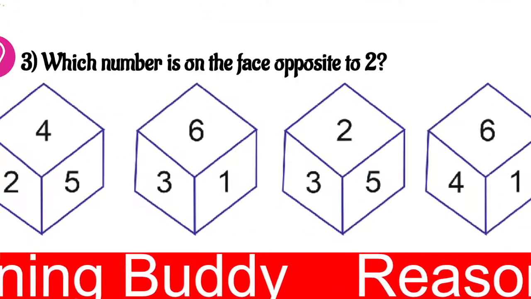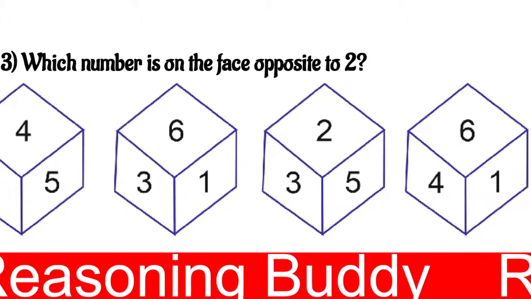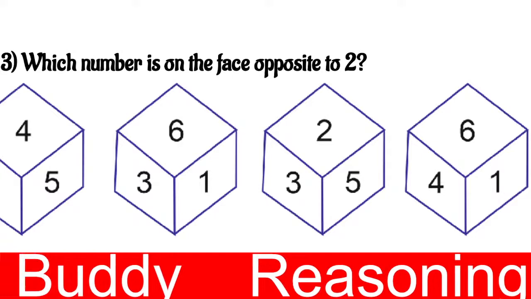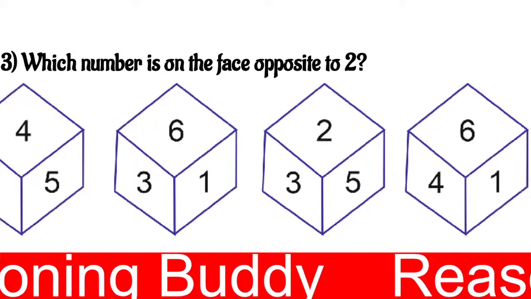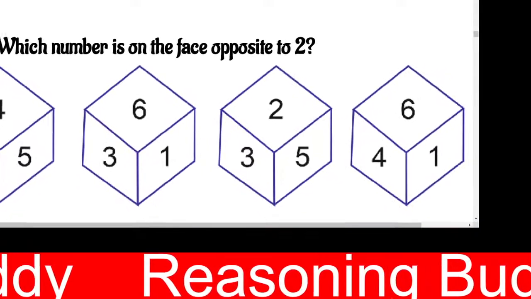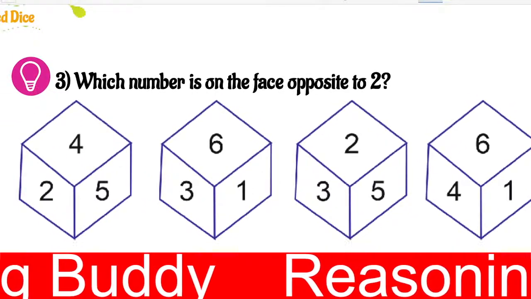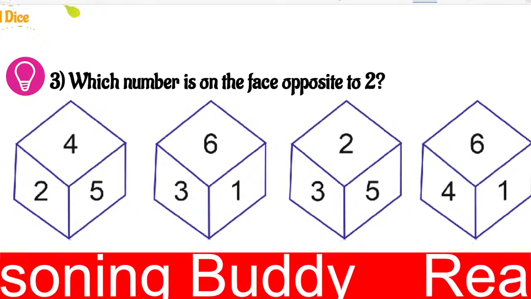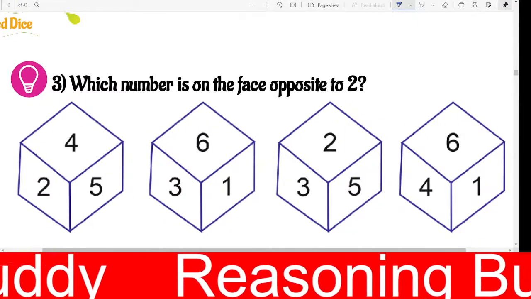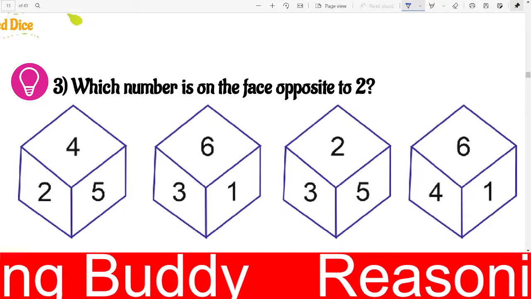So here they asked again the opposite number of 2 in a different manner. So that is, I think you can see the sum. So sorry, I think you can't see. Just a second. Yeah, now you can see it.